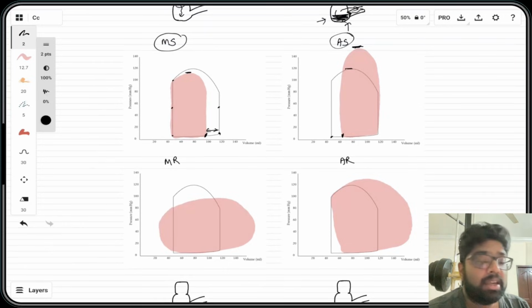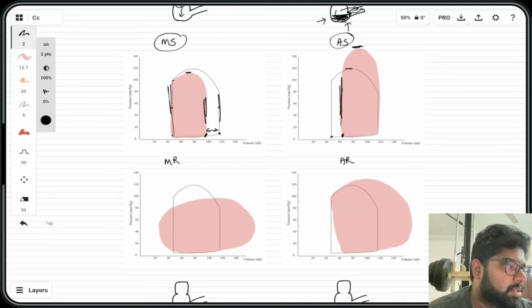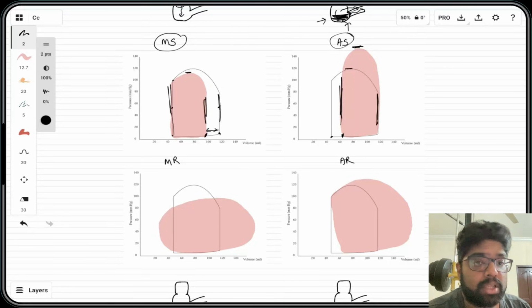Remember when I said every time you look, you get a pressure volume loop, you should be looking at the isovolumic areas. In stenotic lesions, the isovolumic areas of the graph are maintained. You can see here in aortic stenosis, there is no change in volume during isovolumic contraction and isovolumic relaxation.